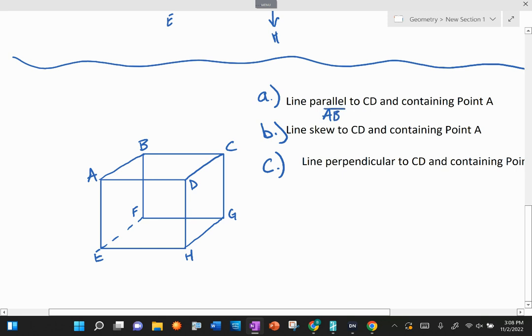A, B. Perfect. Are there any other lines that you'd be able to put down there for letter A?